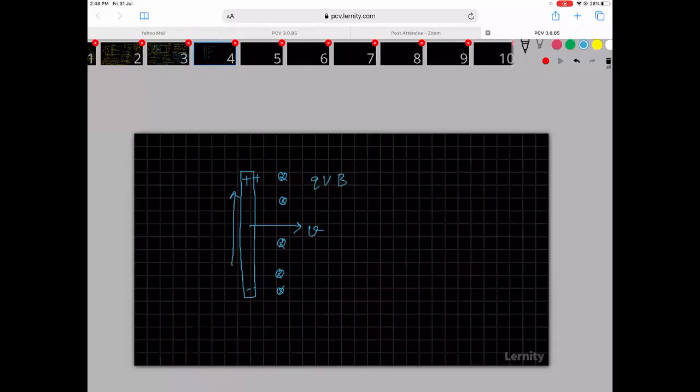Now, when the positive is here and negative is here, there's an electric field in this direction. The force due to the electric field is equal to QV by L. So this Q gets cancelled. V is equal to BLV. This V is the voltage. This is the magnetic field, this is length, this is velocity.